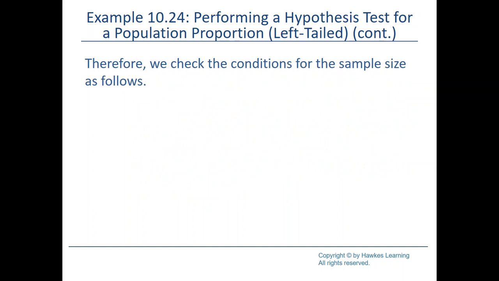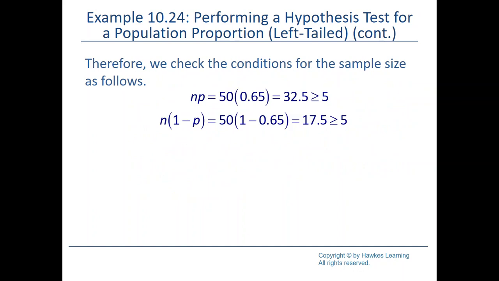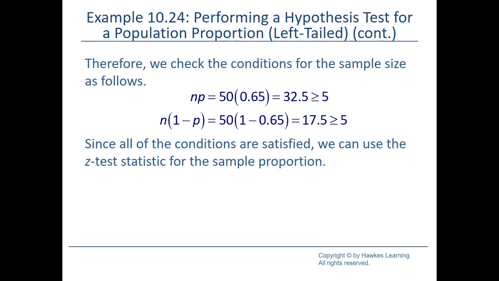So I'm going to literally check the sample size. I'm going to say 50 times our 0.65, which is 32.5, which is bigger than 5, so good. And then 50 times 1 minus 0.65, which is 17.5. Again, that's bigger than 5, so we're good. So all the conditions are actually met, and we can continue on, noting that we're going to have a z-test statistic when I get done with it for a sample proportion. Again, not running a z-test, but a z-test statistic.